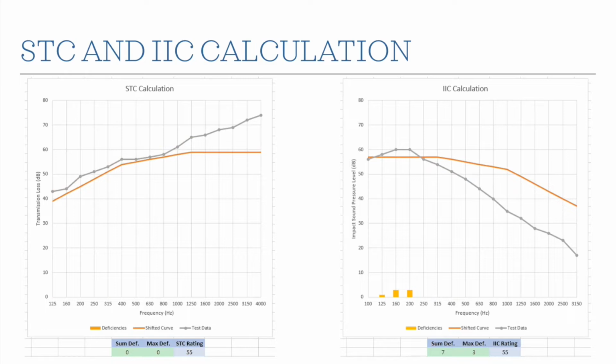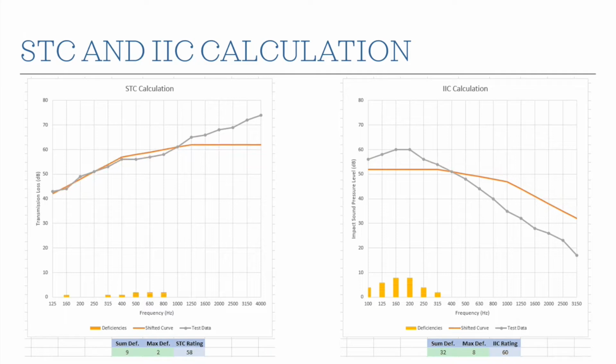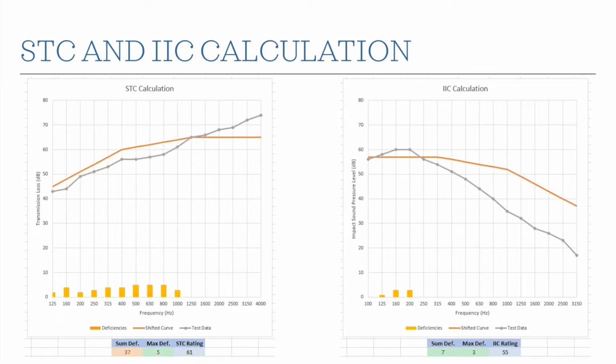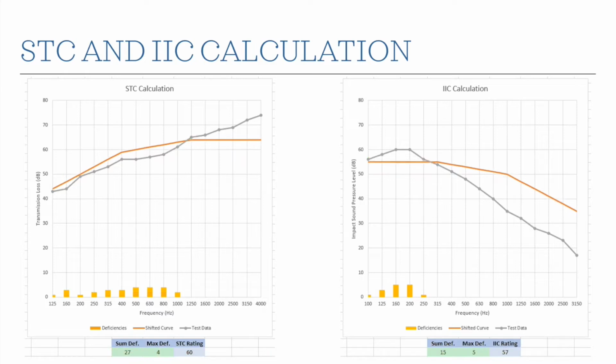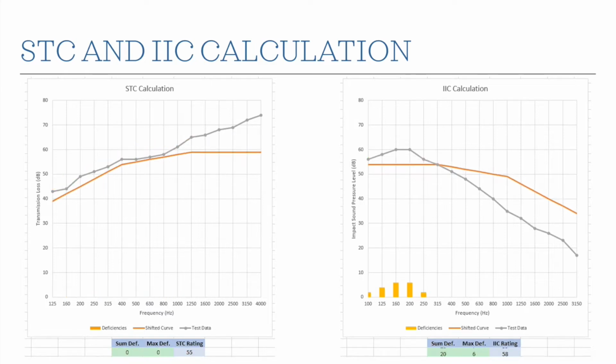But you could think about how these curves might be different shapes, and you might have deficiencies at different places. If some frequencies are louder than others, the assemblies might sound different, but you might still get the same rating.